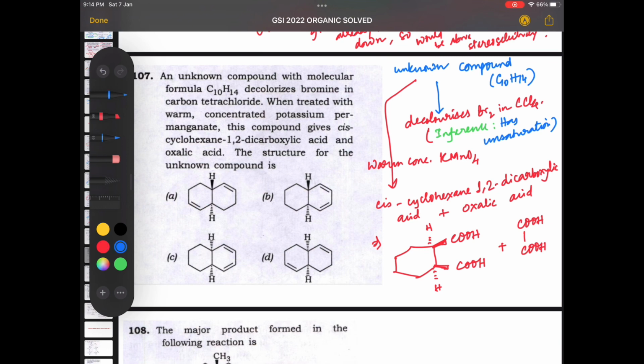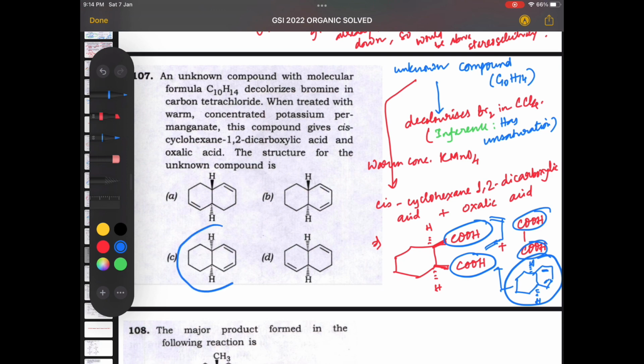You need to understand that in the reaction with KMnO4, these 2 COOH groups that are present actually form from the C=C. I will show you what I am talking about. So this forms the 2 C=C of the unsaturation. Hence this is actually our product.